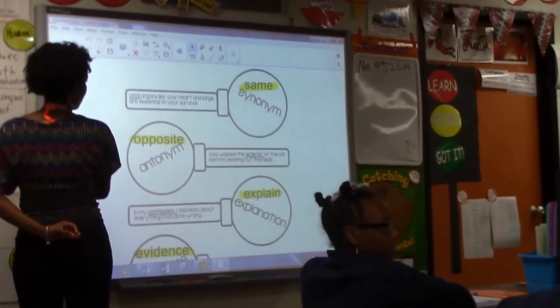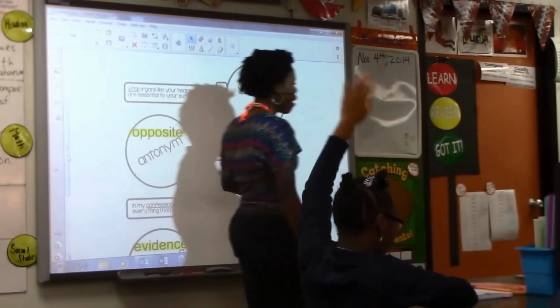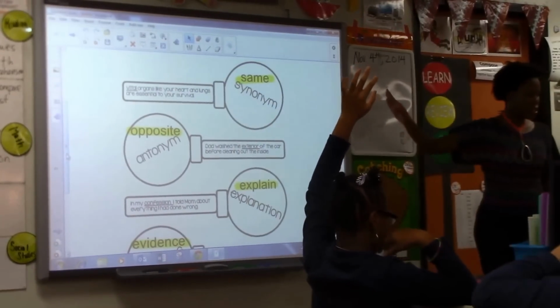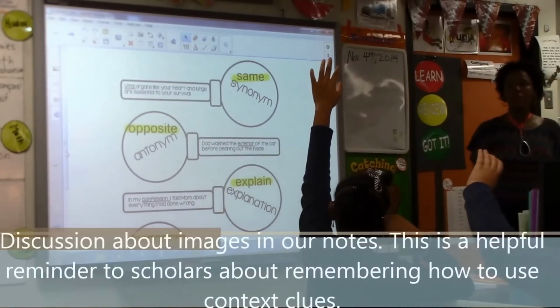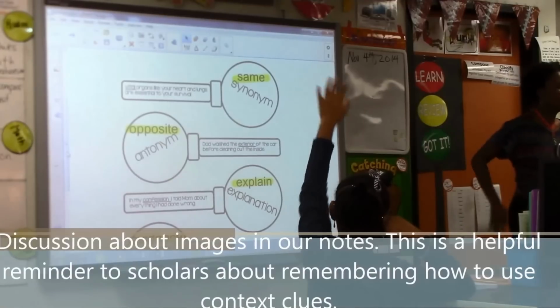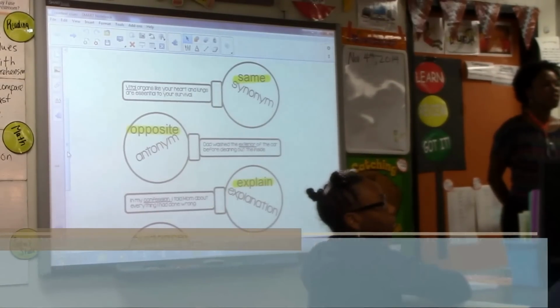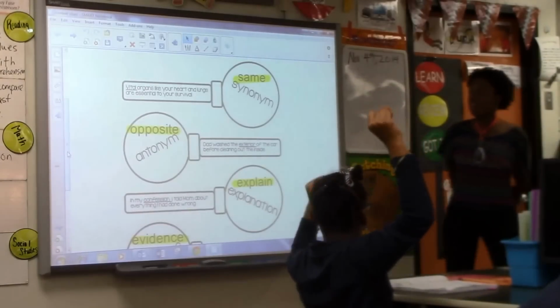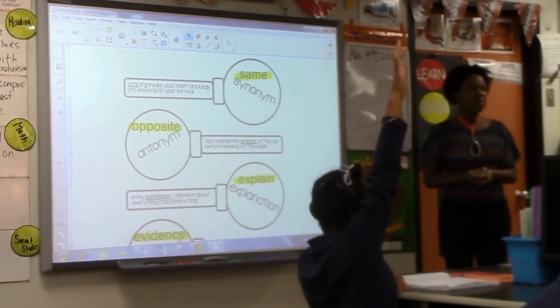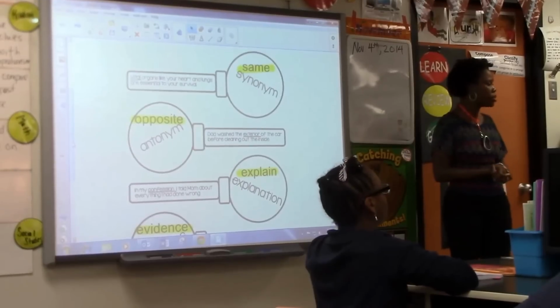And who can name the image that we have on these pages? What is this image called? Sayla? Speak up. This image is called a magnifying glass. And why do we have a magnifying glass, Sayla, as we're talking about context clues? Thank you for those who are tracking Sayla.